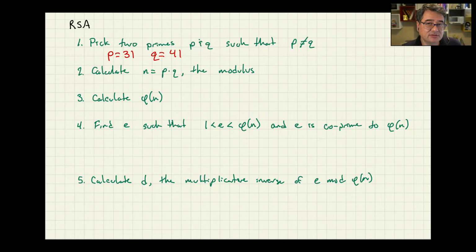Okay, step number 2. Multiply those two numbers together. So 31 times 41, let me plug that into Python over here. 31 times 41 gives us 1,271. We'll call that number n, and this is going to be our modulus. When we do mod something in our encryption, that's the number that we're talking about.